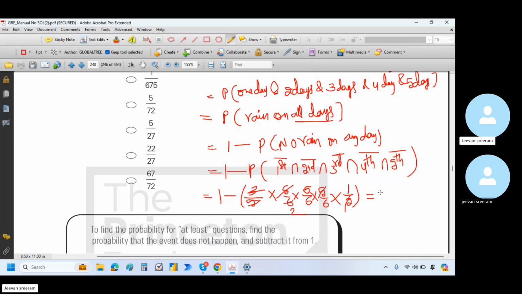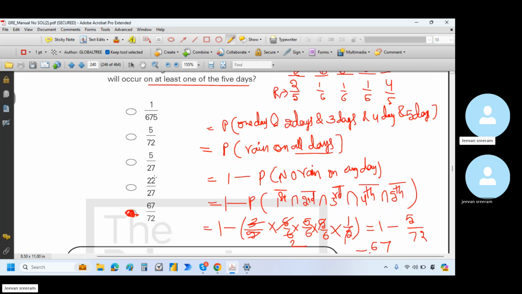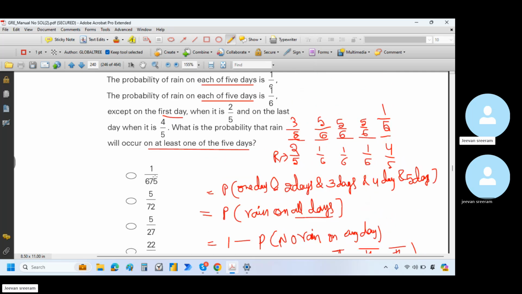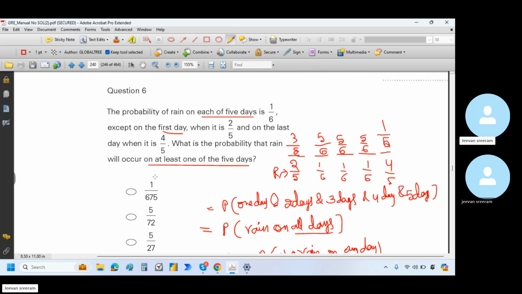So we get 1 minus 5/72. 1 minus 5/72 is 67/72, the probability. The last option is the correct one. It's all about understanding the question. You require some practice to handle these sort of questions.